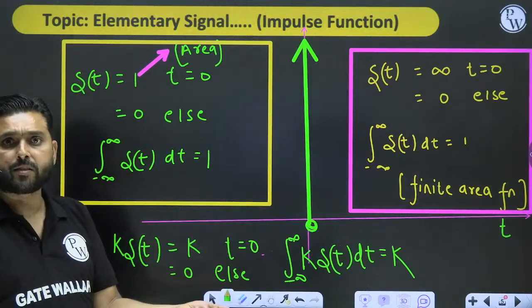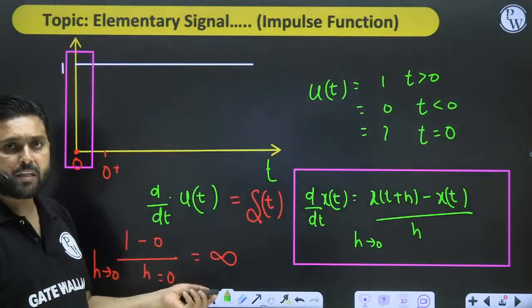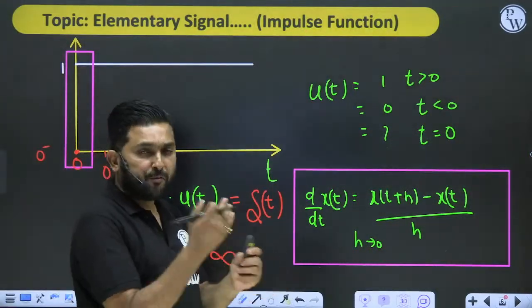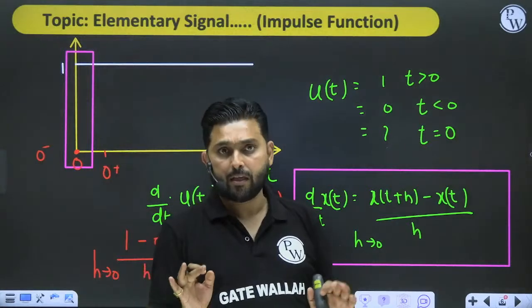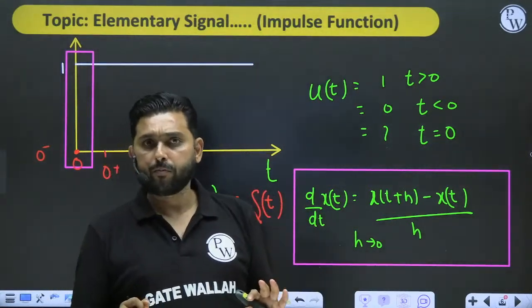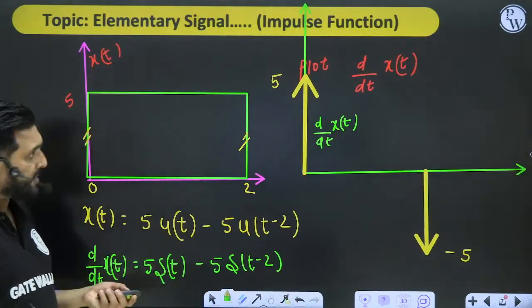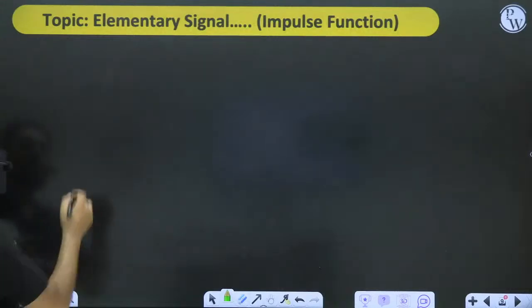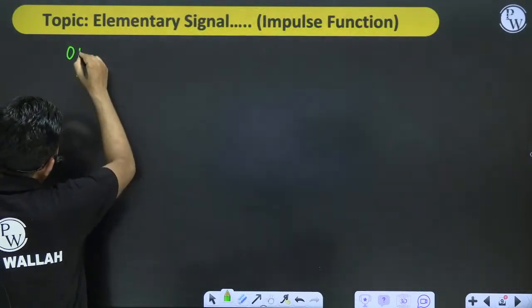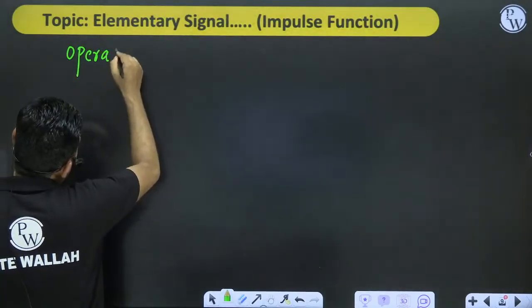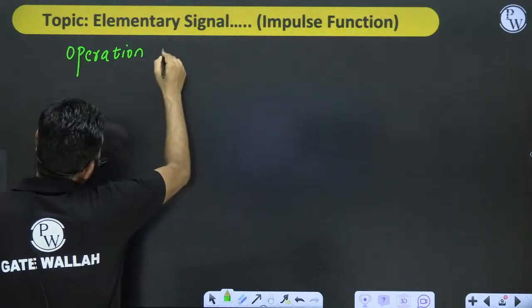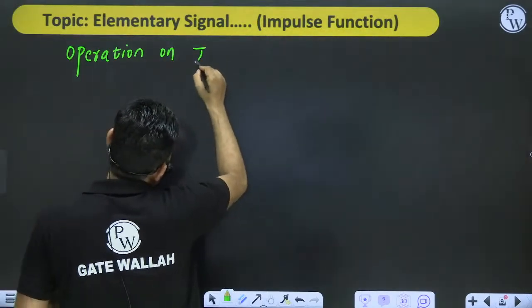What is the impulse function? What is the definition of the impulse function? Where do we get the impulse function? What is the physical significance of the impulse function? That I have covered till now. Now let's play with the impulse function. The next topic is operations on the impulse function.